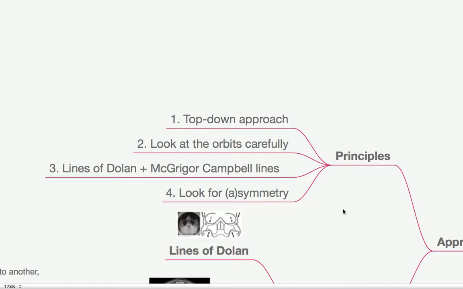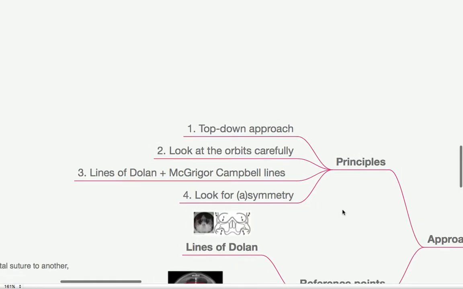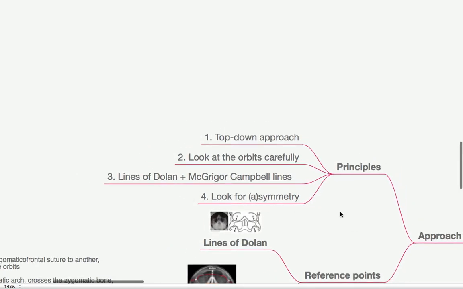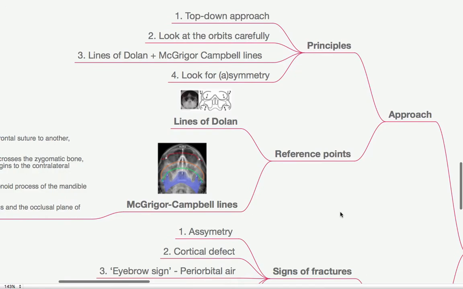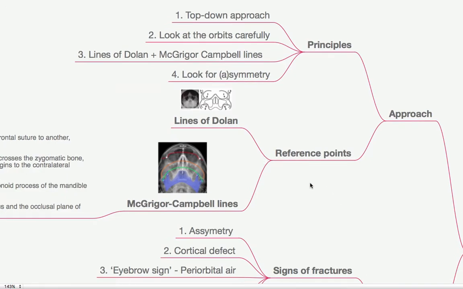And you're going to look for any asymmetry. Asymmetry is a great heuristic to hold on to, and if you can see it in an X-ray, do look more carefully because it may indicate that there's an injury somewhere in there. So on point number 3, the lines of Dolan and the McGregor-Campbell lines, these are reference points that have essentially been come up with to help us navigate the treacherous geography of facial X-rays.